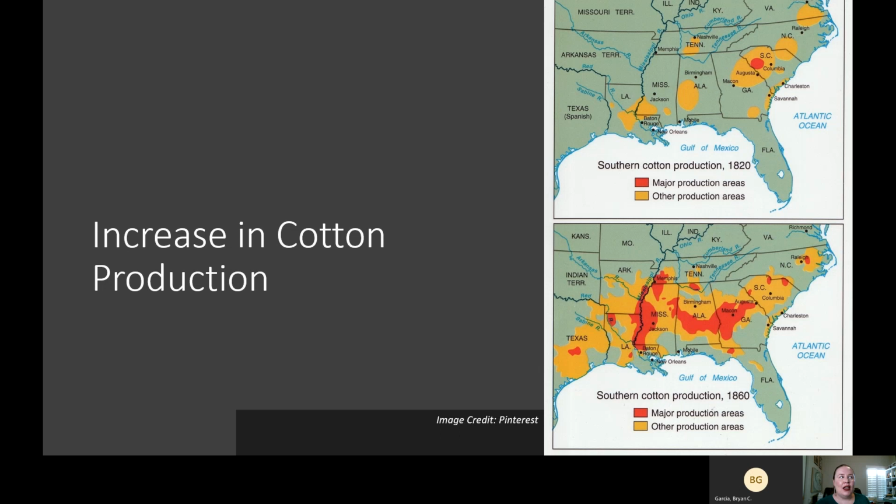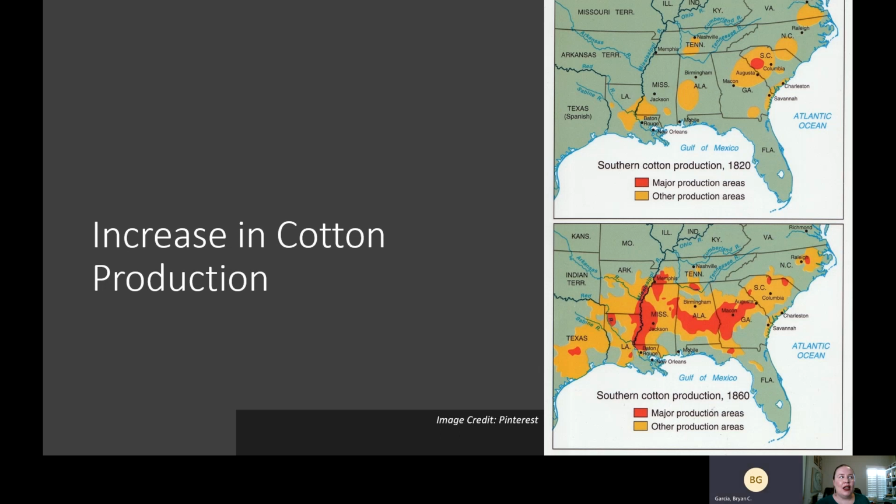And so we start to see cotton, as you can see here, the top image is 1820, the bottom is 1860. So you can see just how much cotton production has grown, right? Because there's much more area on the map. And B, how much it's shifted. And can you see here along the Mississippi River? That's a really intensive area.